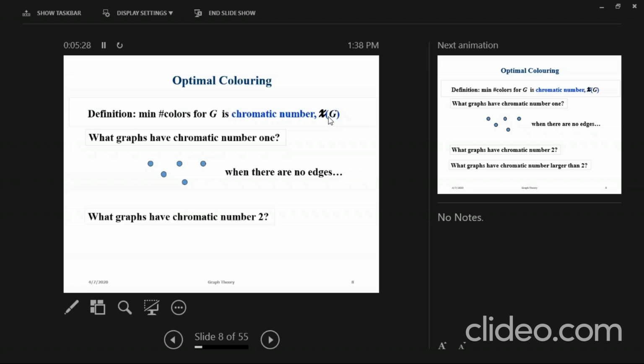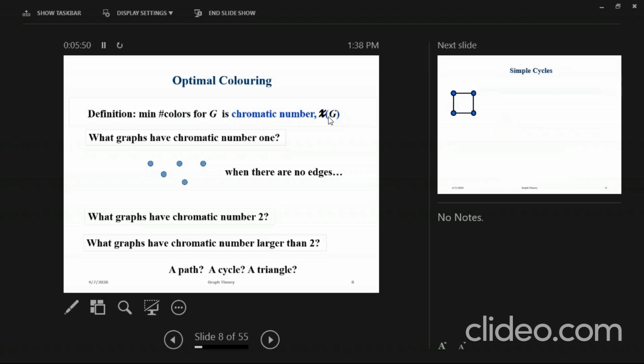What kind of graphs have the chromatic number 2? In the previous example we have seen that we utilized two colors to color the square, which contains four vertices. And what graphs have chromatic number larger than 2? We colored the triangle in the previous example, which required three colors. So we can say that the minimum number of colors required to color a graph is nothing but the chromatic number of that graph.